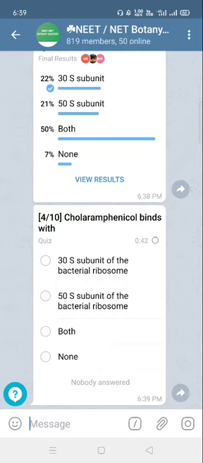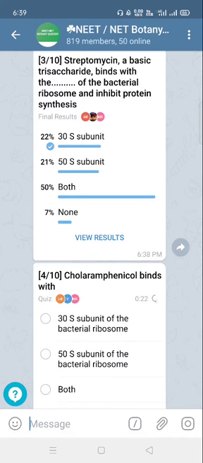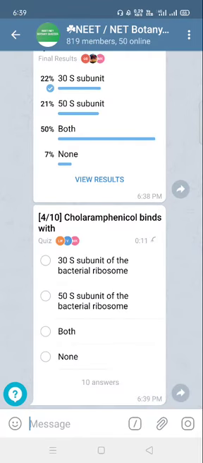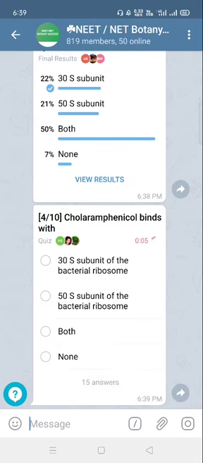Chloramphenicol binds with the 50S subunit of the bacterial ribosome. That is, option B is correct. So the correct answer is option B, 50S subunit of the bacterial ribosome. You can see that streptomycin binds with the 30S subunit of the bacterial ribosome and inhibits protein synthesis, but chloramphenicol binds with the 50S subunit of the bacterial ribosome and inhibits protein synthesis. So the correct answer is option B.